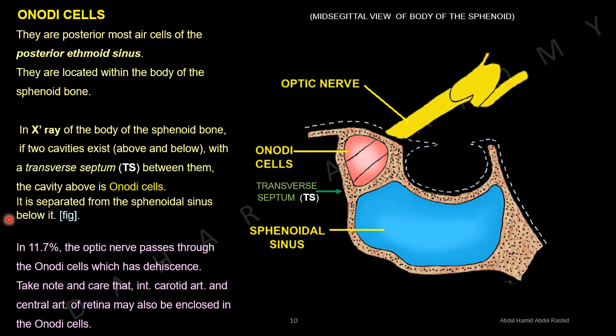Clinically, what is important is that in about 11.7%, the optic nerve passes through the Onodi cells, which has dehiscence. Take note and care that internal carotid artery and central artery of retina may also be enclosed in the Onodi cells. So it is dangerous during sphenoidal sinus surgery.